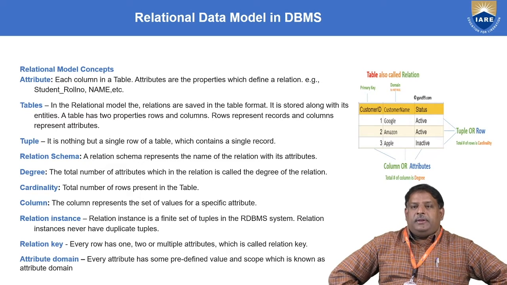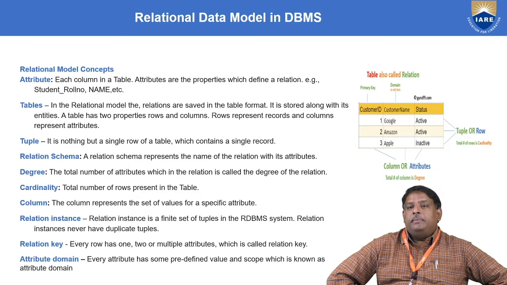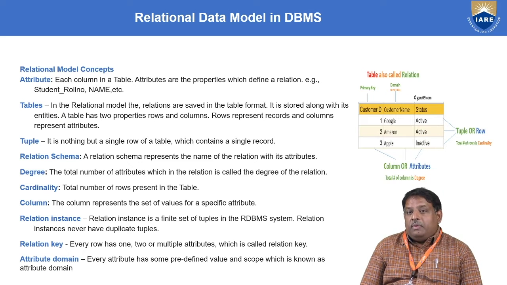Yes, the relation key. Every row has 1, 2, or multiple attributes, which is called a relation key. Each row has 1, 2, or 3 attributes, and this is called a relation key. My customer ID 1 is unique. It can be a relation key.